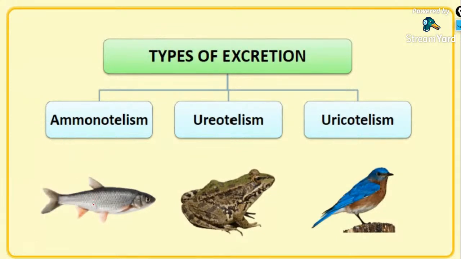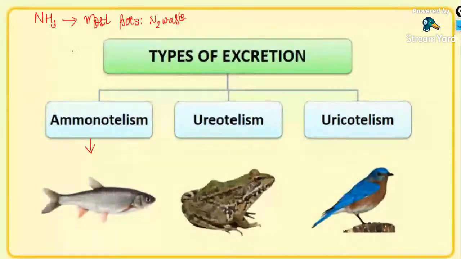As you see in the example, ammonotelism is exhibited by fishes. And why? Because ammonia, NH3, is the most dangerous, the most poisonous nitrogenous waste among the 3. So they have to be removed.